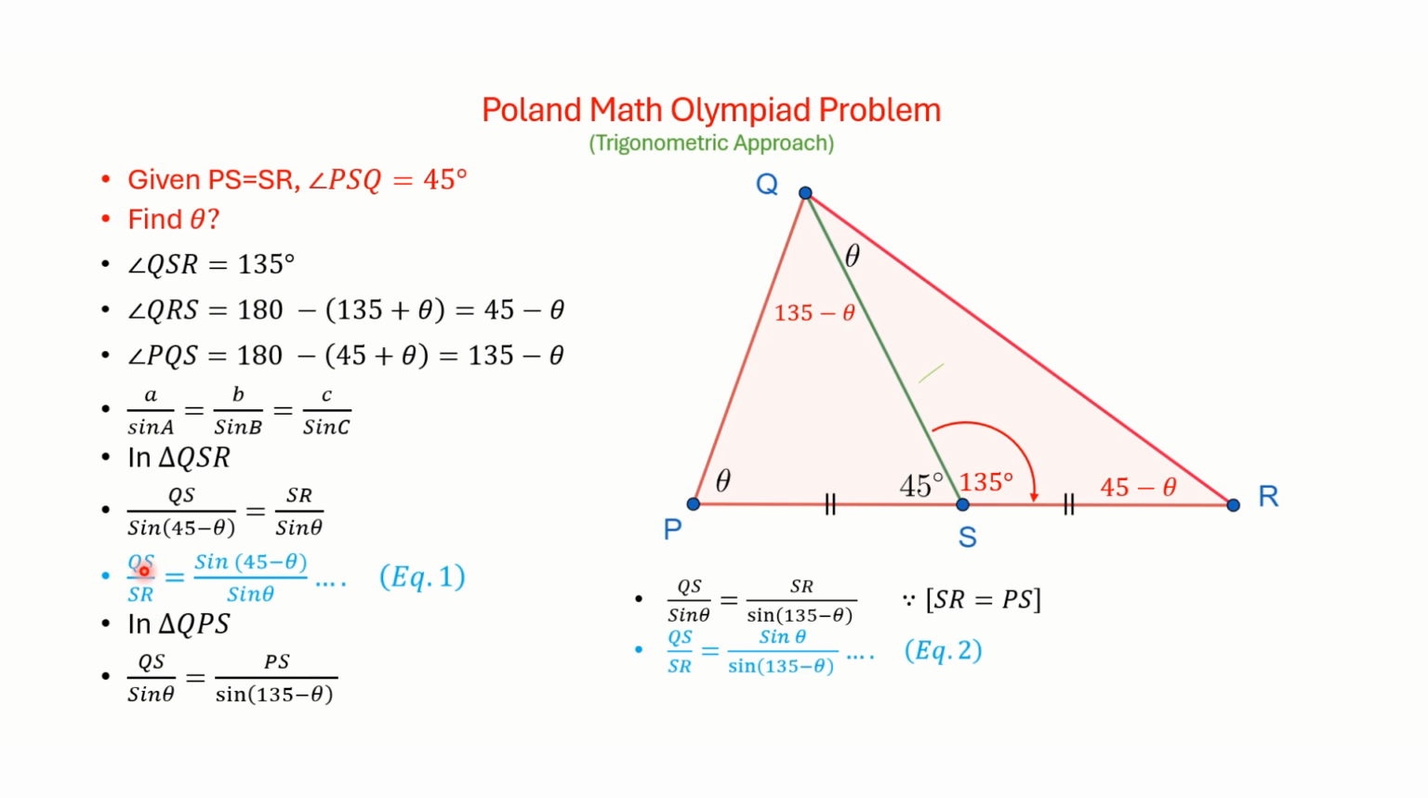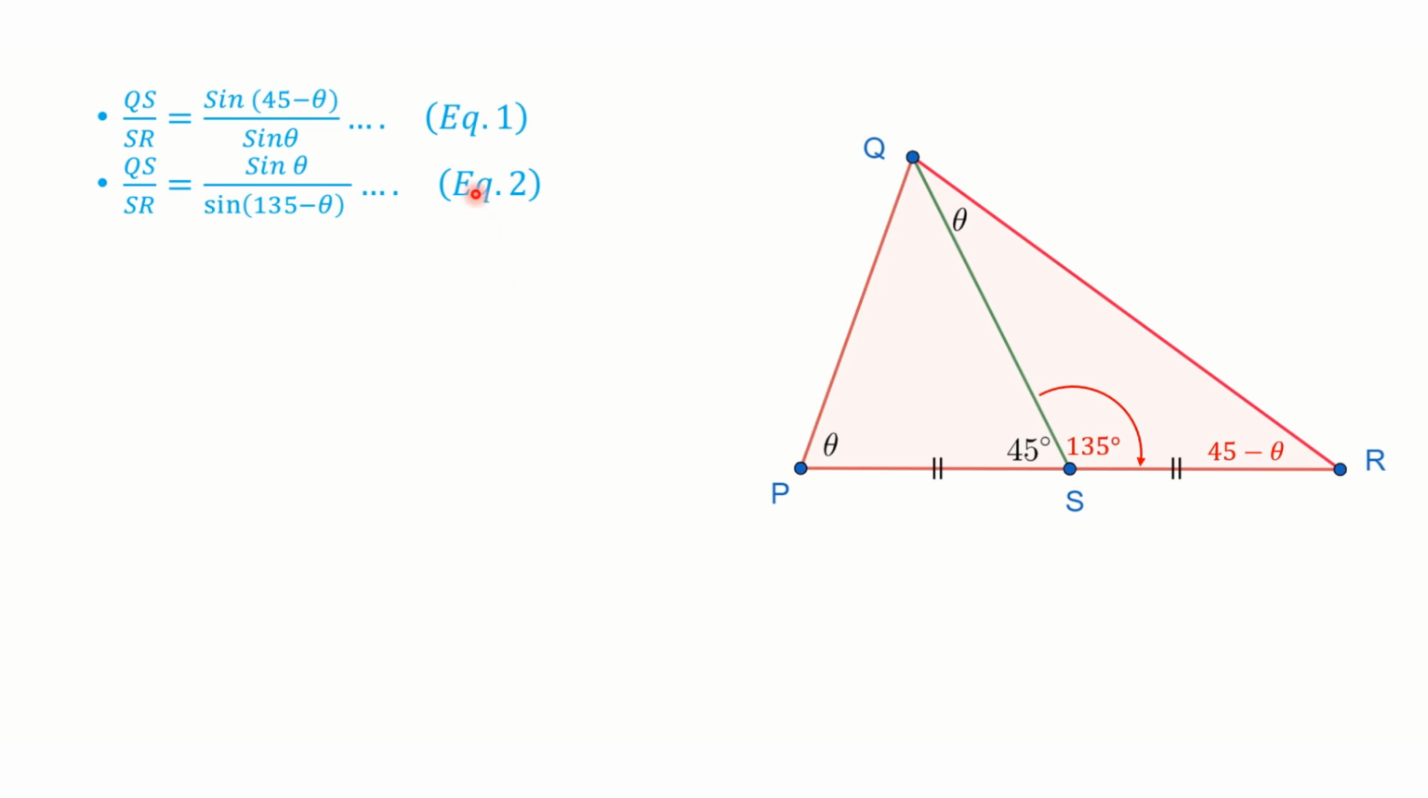Now, in the first equation I have QS by SR, in the second equation I have QS by SR. So, now using these two equations I can solve for theta. Basically, the left hand side in both cases is the same, this means this is equal to this. So, I can equate the right hand side.